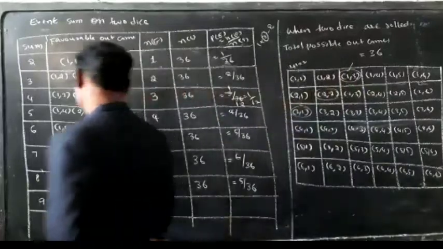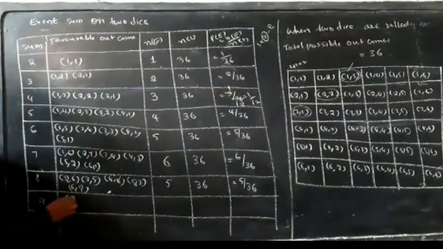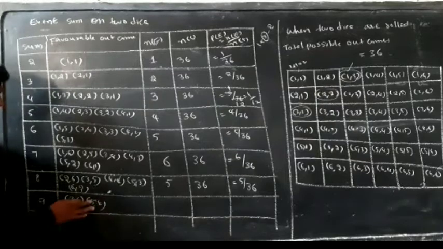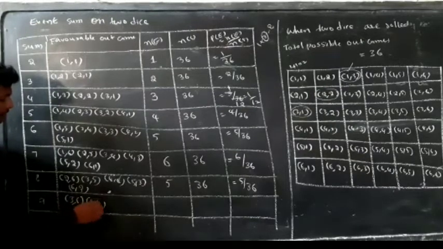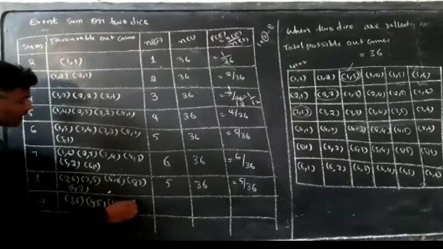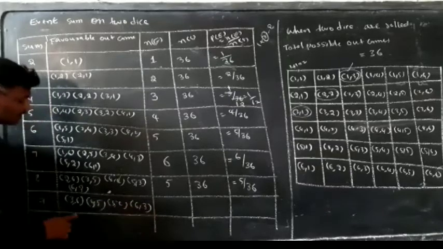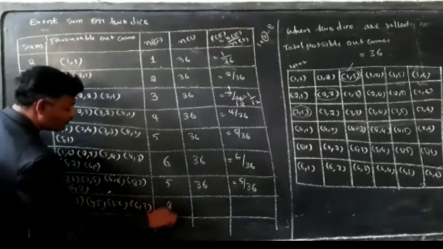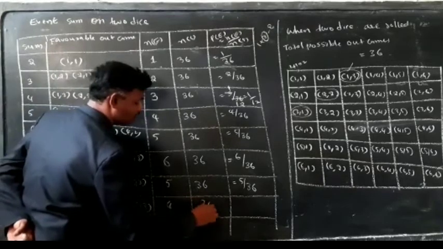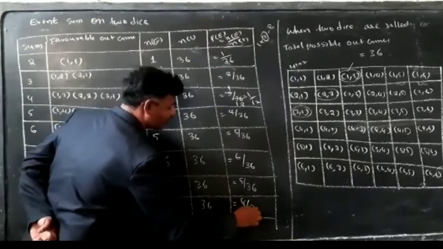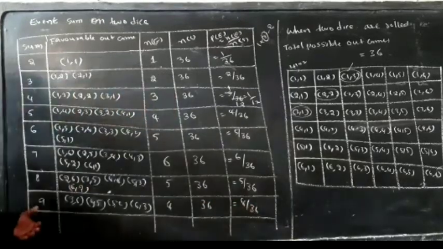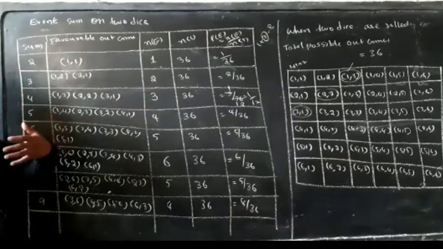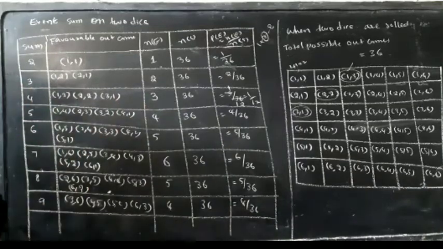With 3 comma 6, 4 comma 5, 5 comma 4 and also 6 comma 3. 1, 2, 3, 4, there are 4 chances. 4 by 36. So up to 9 I explained. So remaining 10, 11, 12, try to complete that.